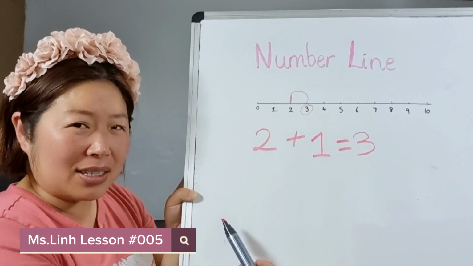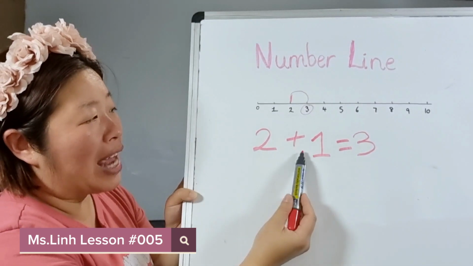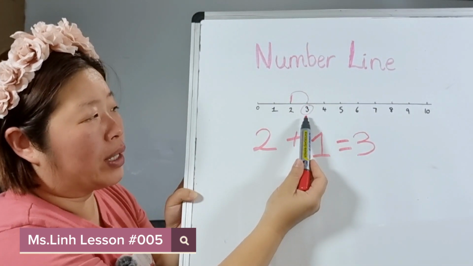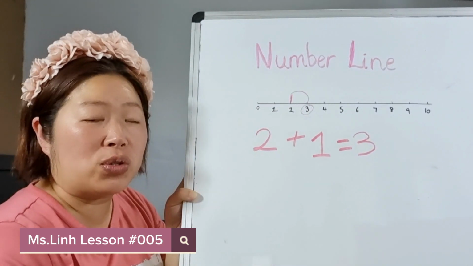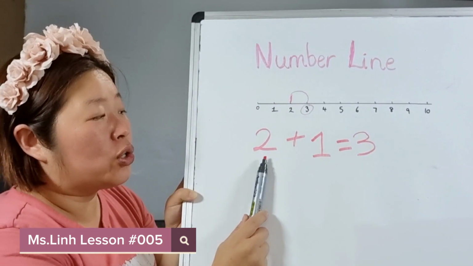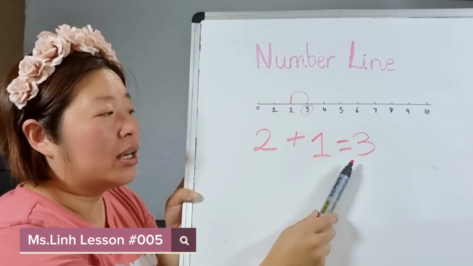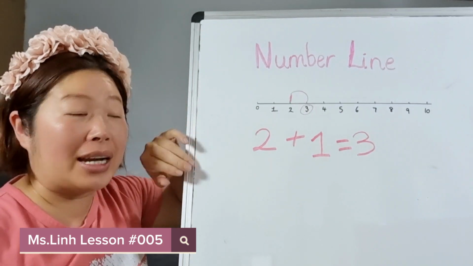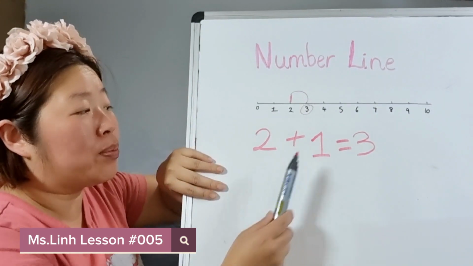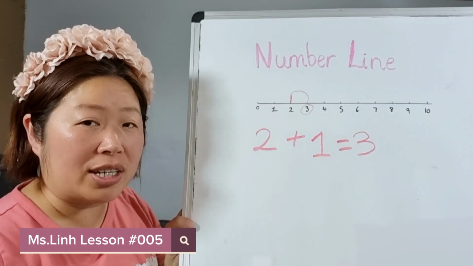Does that make sense? So you start at 2, and if you move 1 step forward, it lands on number 3. This is how it helps you to do your addition. So 2 plus 1 equals 3. So this is another method, another strategy to help you to do your addition.